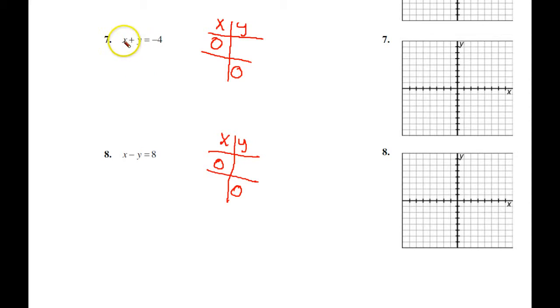So if X is 0, this is a 0 here, Y is a -4. Now if Y is 0, X is a -4. And let's do this one too. Now if X is 0, we did this one earlier, Y will be a -8. We have to switch the signs. A negative Y is a +8, so a positive Y is a -8. And then if Y is 0, X is 8. So we now have 2 points.